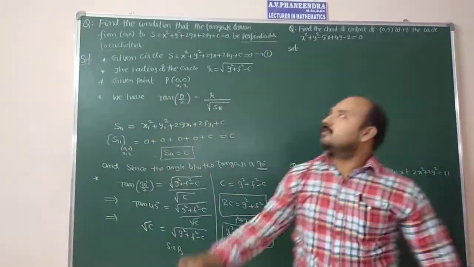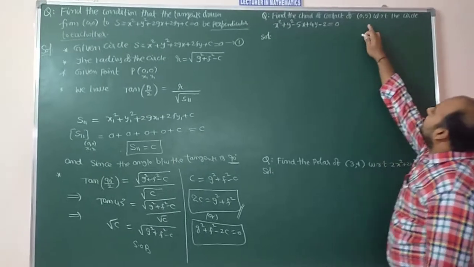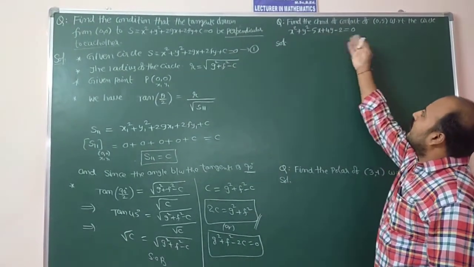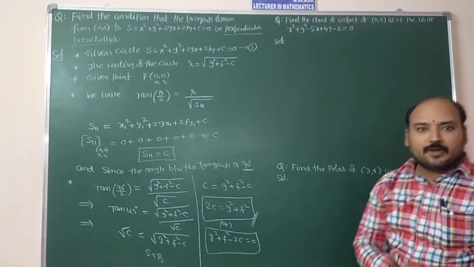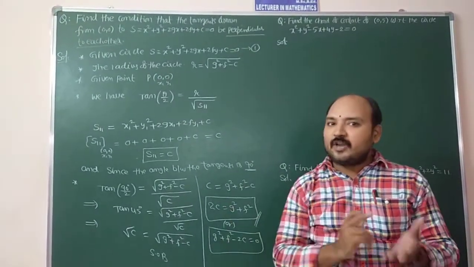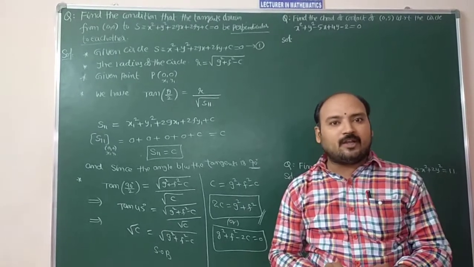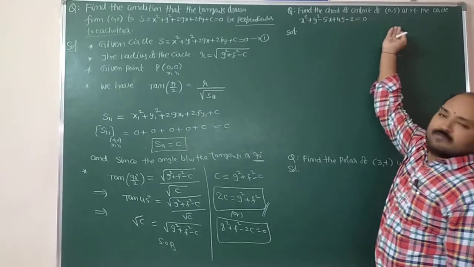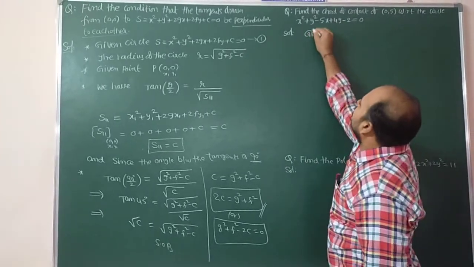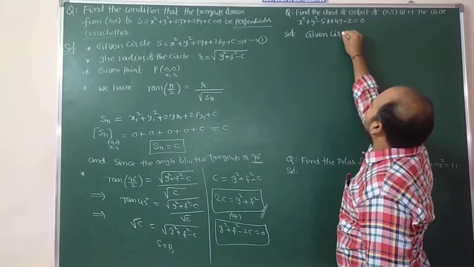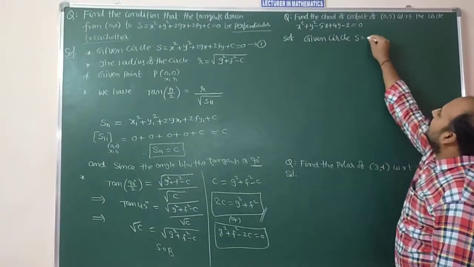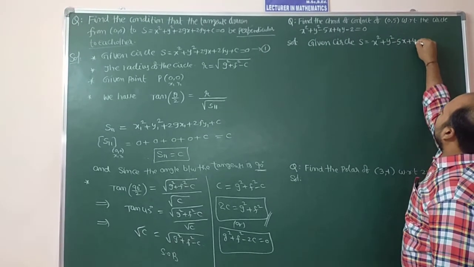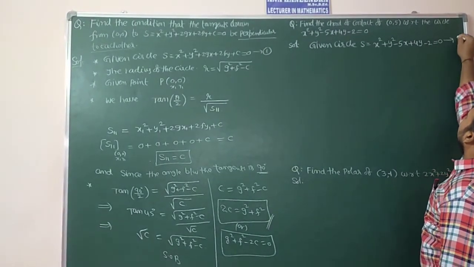Come to the next question. Find the chord of contact of 0, 5 with respect to the circle x square plus y square minus 5x plus 4y minus 2 equal to 0. Chord of contact means S1 equal to 0. For S1 equal to 0, what values do we need to calculate? g, f and c values. And the given point is x1, y1. So first the given circle, x square plus y square minus 5x plus 4y minus 2 equal to 0, equation number 1.